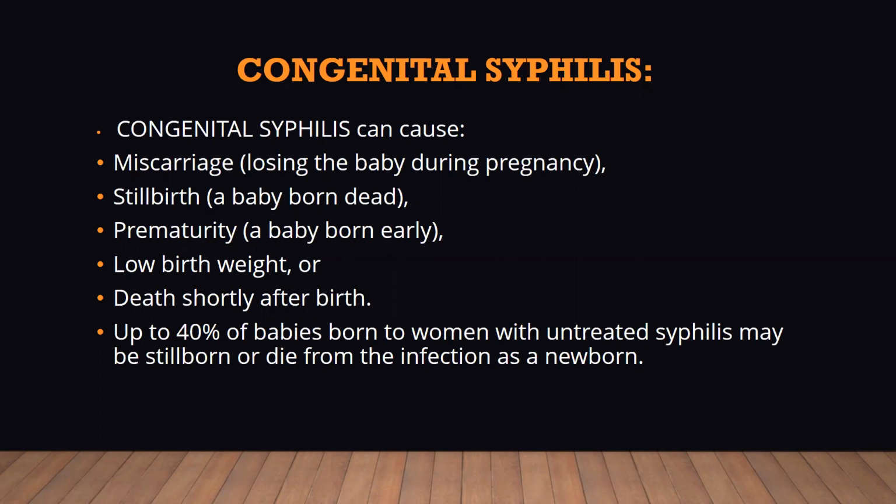Congenital syphilis can cause miscarriage, losing the baby during pregnancy; stillbirth, a baby born dead; prematurity, a baby born early; low birth weight; or death shortly after birth. Up to 40% of babies born to women with untreated syphilis may be stillborn or die from the infection as a newborn.